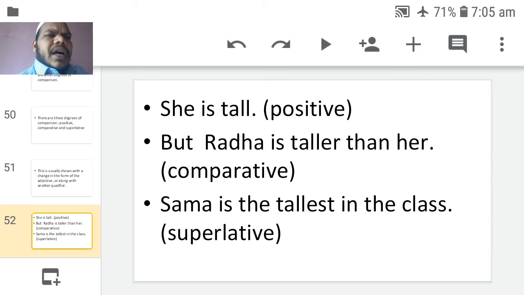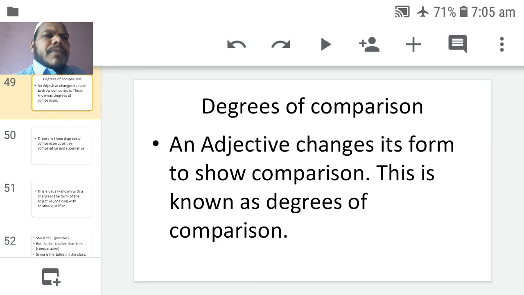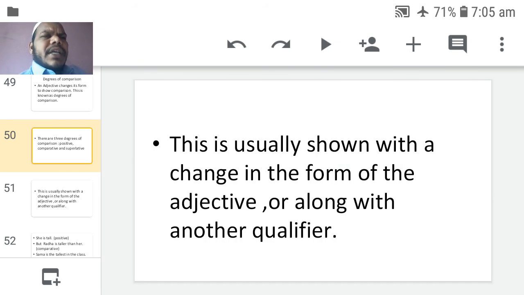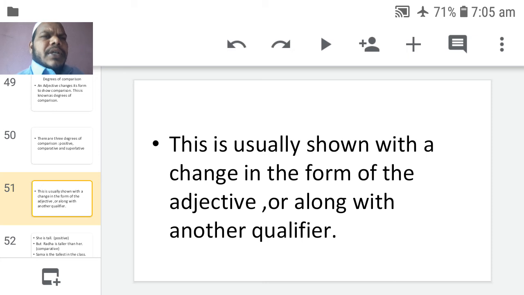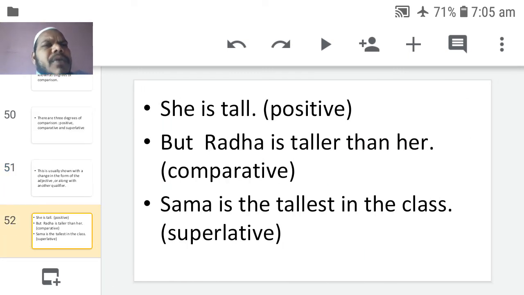So here, an adjective which changes its form to show comparison is known as degrees of comparison. And we are seeing that there are 3 degrees of comparison: positive, comparative, superlative. We are seeing that the adjective usually changes its form, or comes along with another qualifier. Not only in the regular way such as tall, taller, tallest, big, bigger, biggest, but also beautiful, more beautiful, most beautiful.